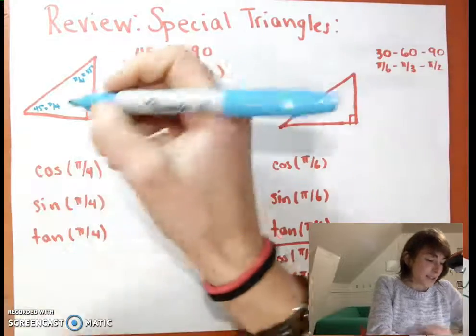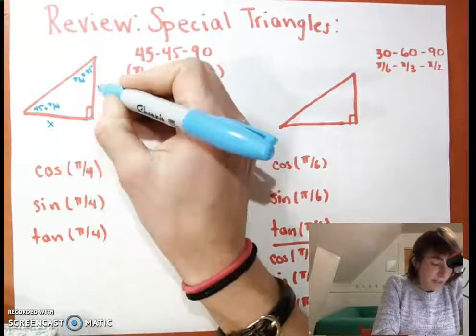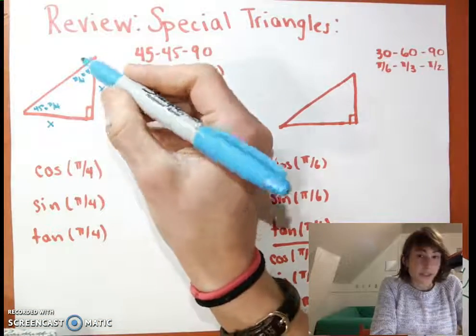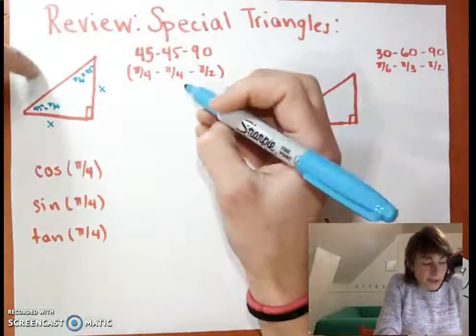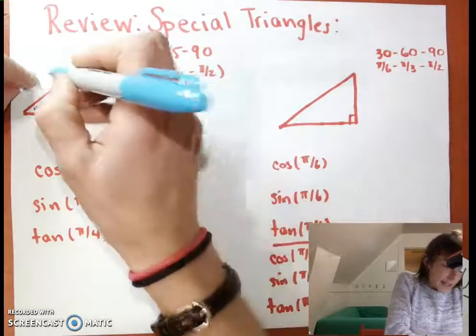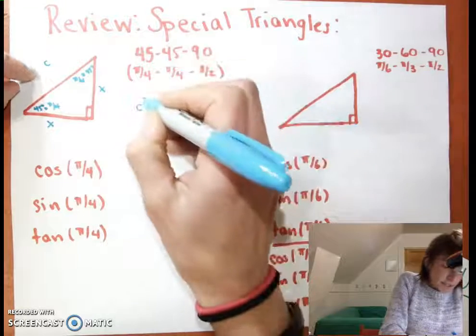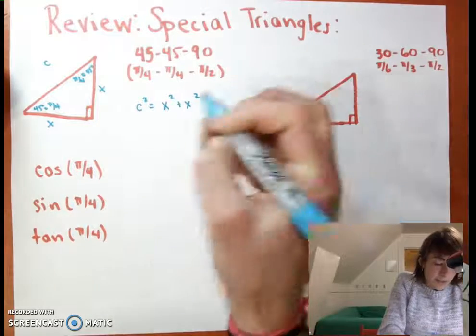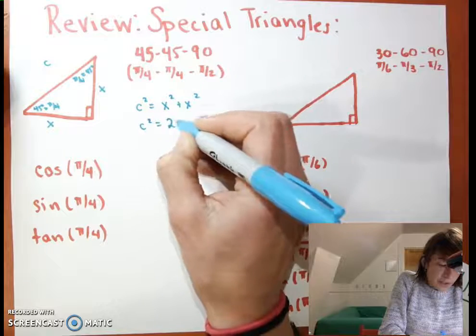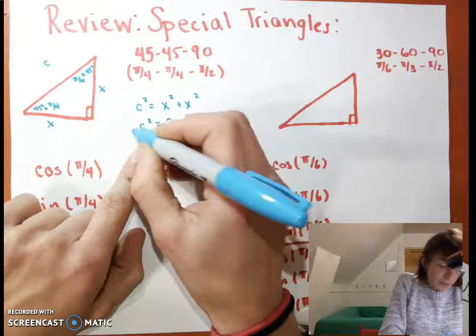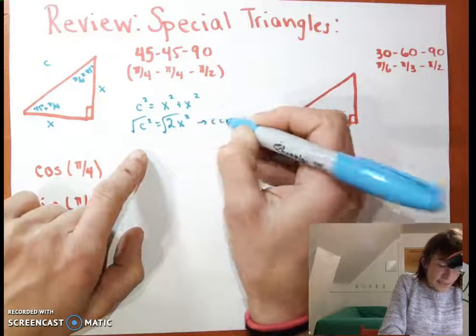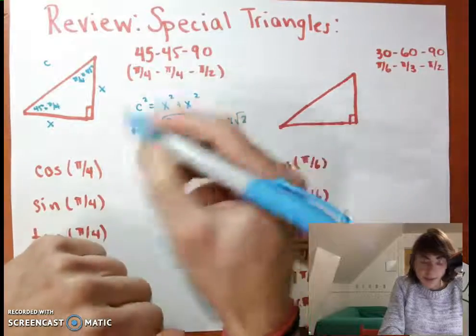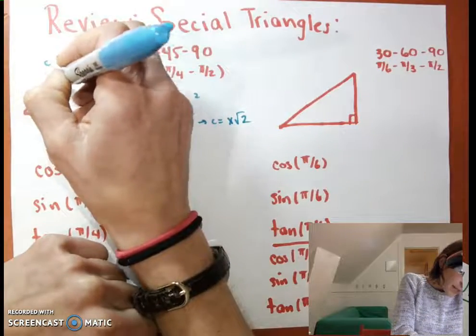Because it's isosceles, each of these side lengths are the same, so we can call them each x. Then, the hypotenuse we can always get by using the Pythagorean theorem, so we can solve for this last side by saying, let's call it c. c squared equals a squared plus b squared, which in this case is x squared plus x squared. So c squared equals 2x squared. So if we take the square root of both sides, we get that c equals x times root 2, because I can pull the x squared out and make it just an x. So this is x root 2.